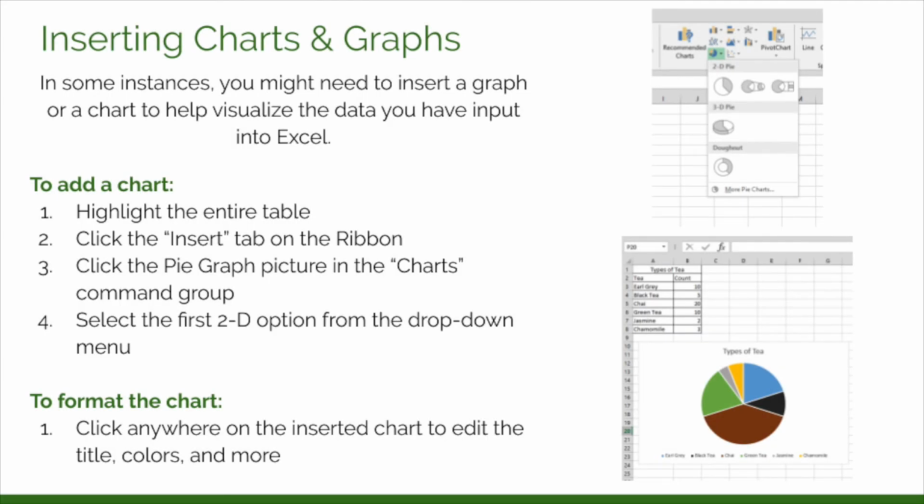Inserting charts and graphs. In some instances, you might need to insert a graph or a chart to help visualize the data you have input into Excel. To add a chart, step 1, highlight the entire table. Step 2, click the Insert tab on the ribbon. Step 3, click the pie graph picture in the Charts command group. Step 4, select the first 2D option from the drop-down menu.